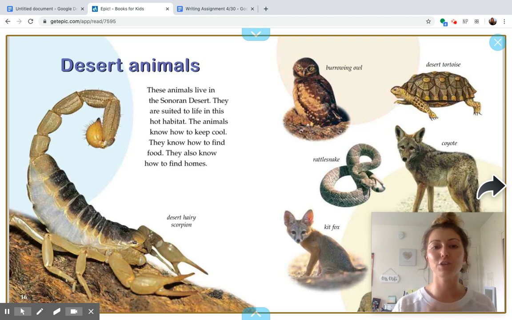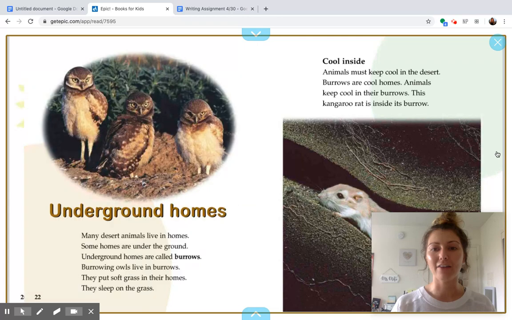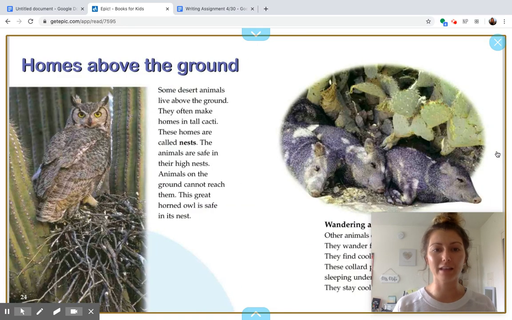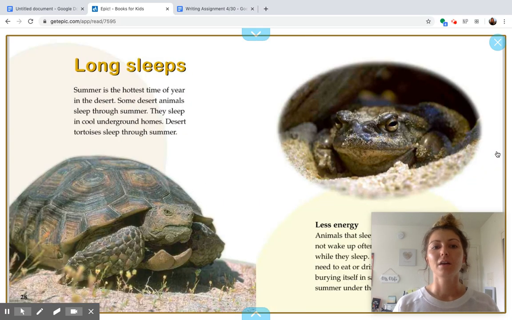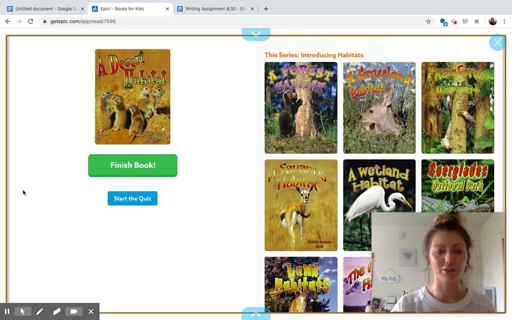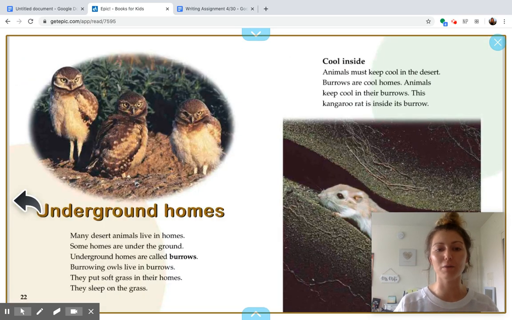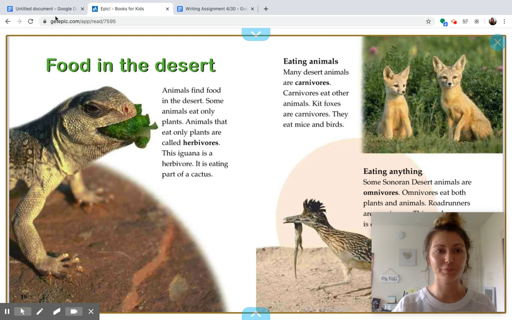So I have this page here, desert animals. In the text and in the pictures, I can find my information and talking about what those animals might eat, how they get energy, where they live. Gives me so many examples of different creatures that live in the desert habitat. So I'm really going to use this part of the text to help me with my paragraph.